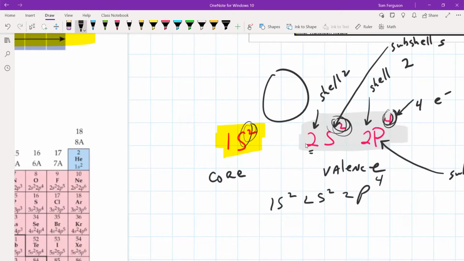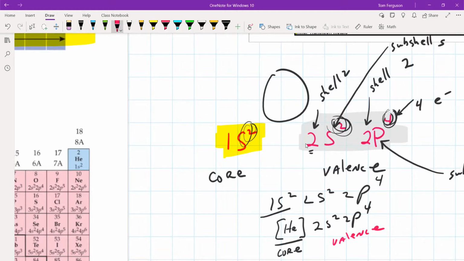Another way you may have seen it written would be like this. And what they do is they represent the core with a noble gas. And since the core doesn't do any chemistry, they want to abbreviate it and not complicate things. They want to focus on the valence electrons because that's where the chemistry is.